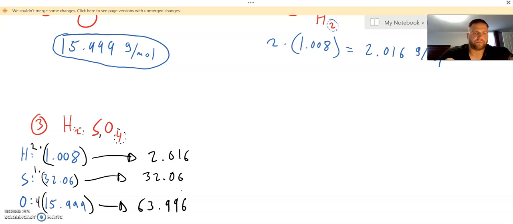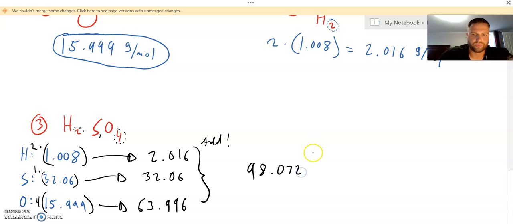All right, so here's the last step. We've come up with these individual masses. I want the mass of this entire compound, so what I have to do is add this together, okay? So now we're going to add. So let's go ahead, let's do that. So I got my calculator, 2.016 plus 32.06 plus 63.996 gives us 98.072 grams per mole.